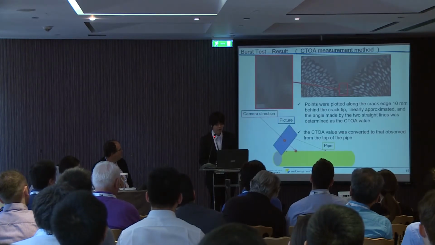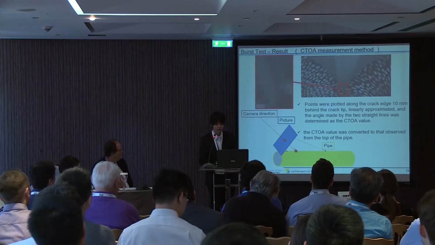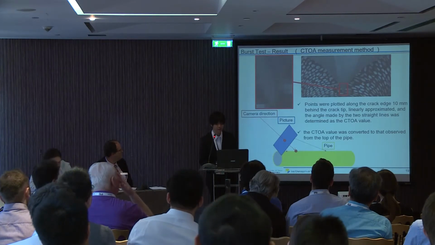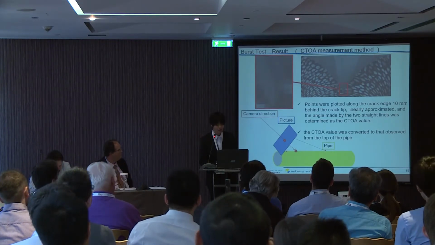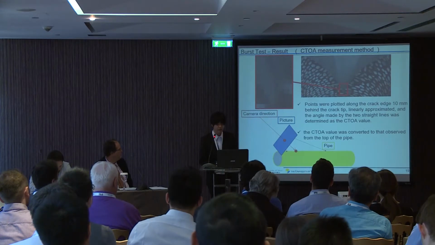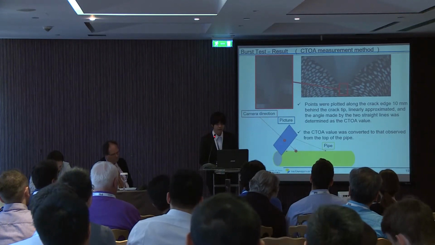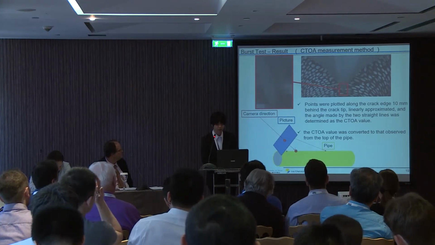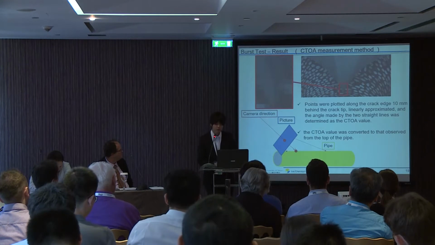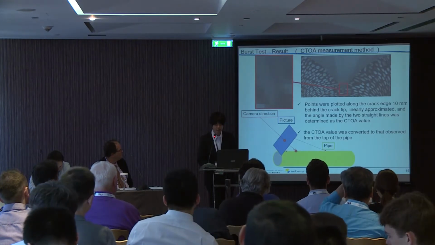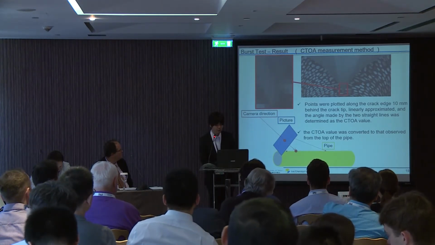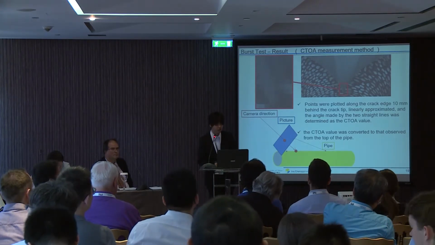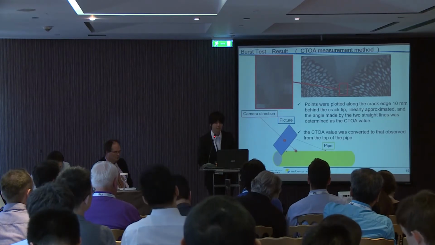I'll explain the CTOA measurement method. Firstly, points were plotted along the crack edge, 10 mm behind the crack tip. Secondly, approximate the points with two straight lines. And finally, the angle made by the two straight lines was determined as the CTOA value. However, the CTOA value calculated in this way is a value on the observation surface, shown as a blue plane. So, the CTOA value was converted to that observed from the top of the pipe.